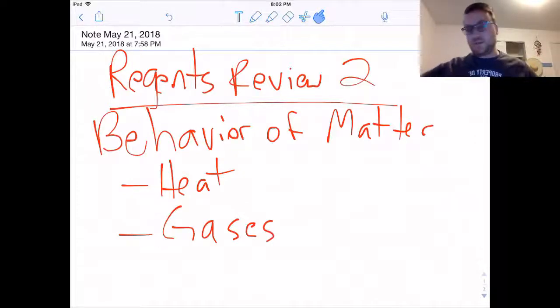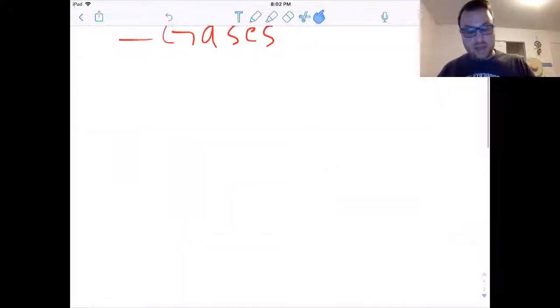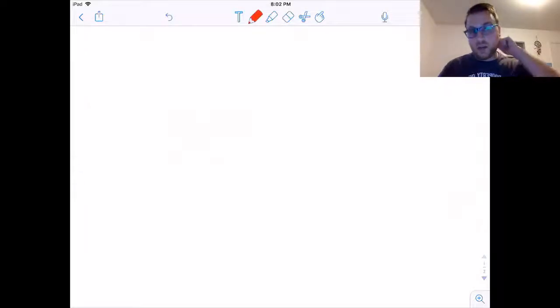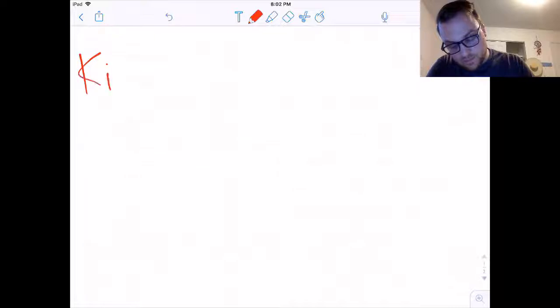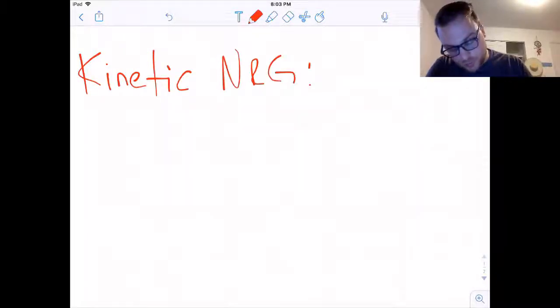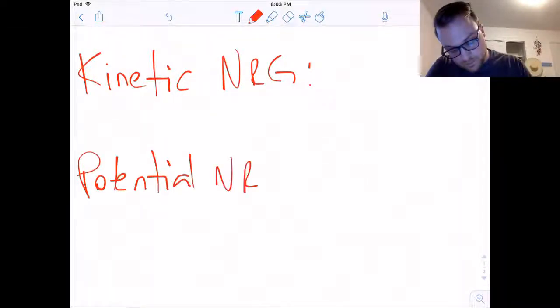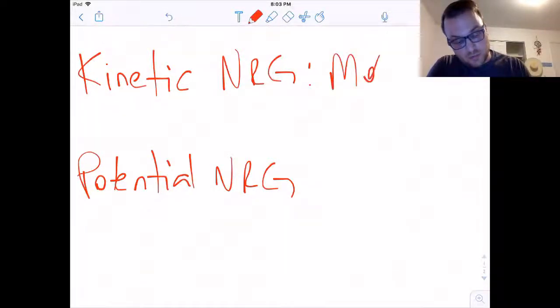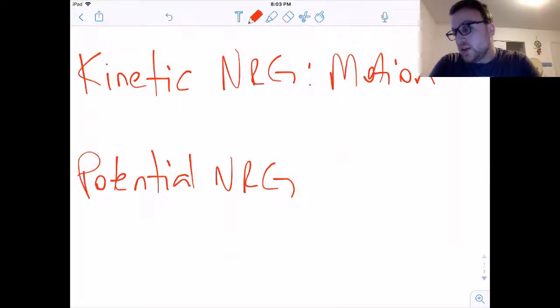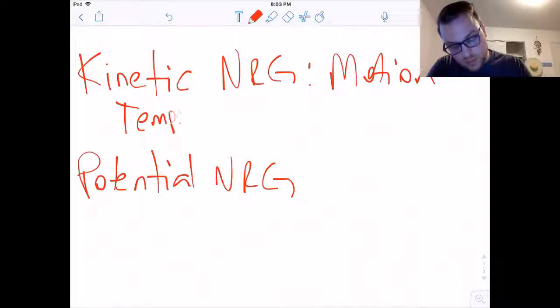First thing I want to do is review some terms that will be helpful, that we'll be talking about a lot as this review session goes along. We have kinetic energy, and I'm going to abbreviate energy, NRG. We have potential energy. Kinetic energy is just the energy of motion. It's usually associated with temperature changes. So when we think kinetic energy, we think of changing temperatures.